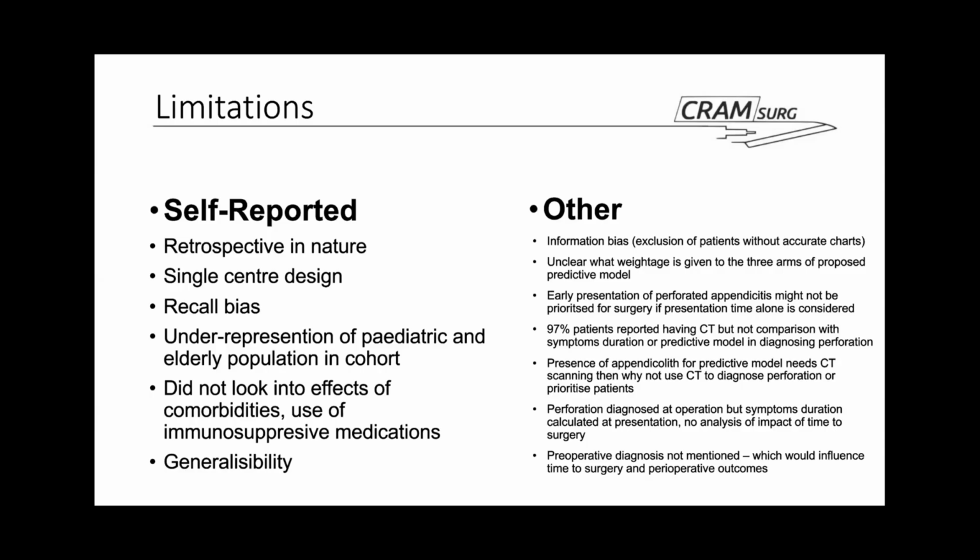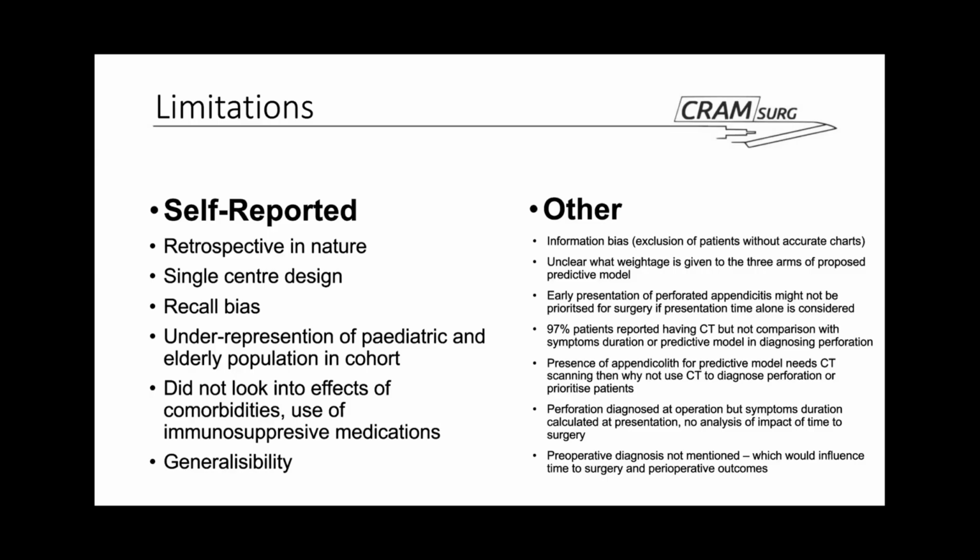Now, we thought there were a few other limitations. Firstly, an information bias, which is caused by the exclusion of patients without an accurate chart. So 100 patients out of the initial 550 were excluded because they did not have accurate charts, and that can cause a lot of bias in the results of this study.